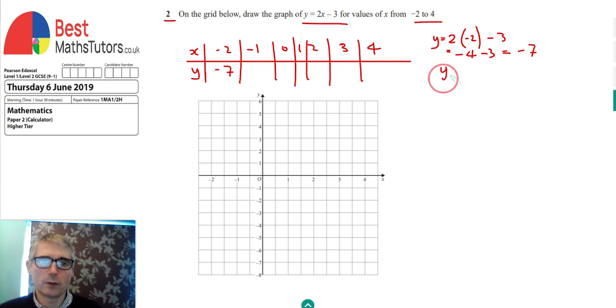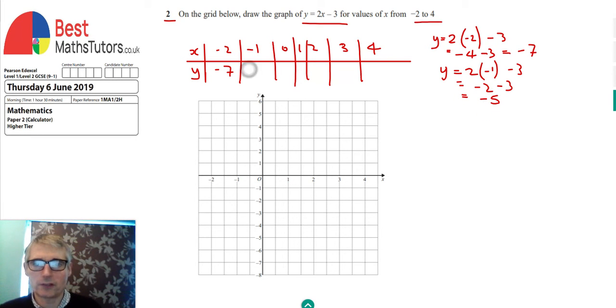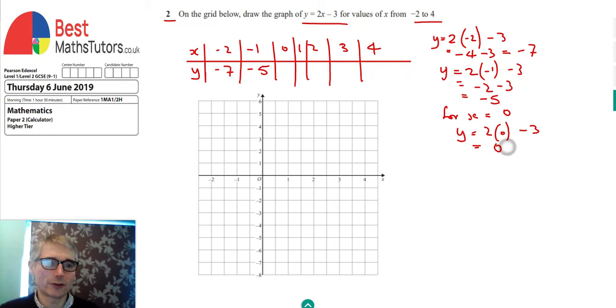So if I do for -1, we've got y equals 2 times -1 take away 3. So that would give me -2 take away 3, and that would give me -5. So that means that value is -5. And we can also work out for 0. So for x equals 0, we get y equals 2 times 0 take away 3. Well, 2 times 0 is just 0, take away 3, so that gives us -3. So that's the value there.